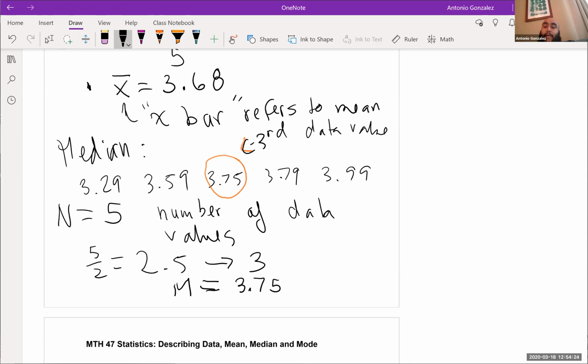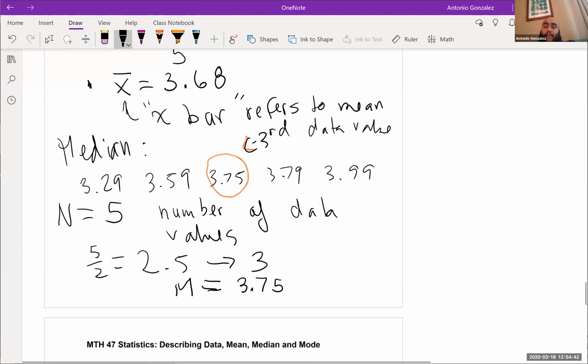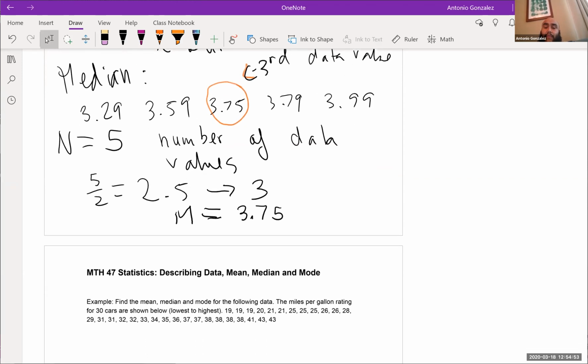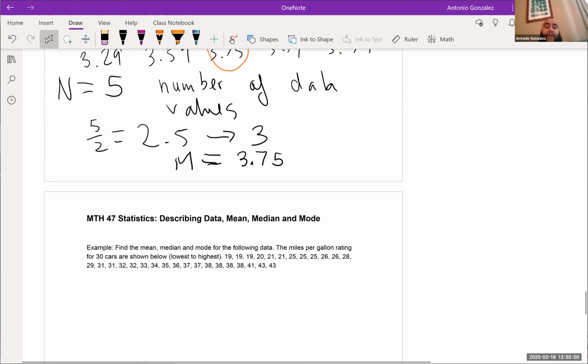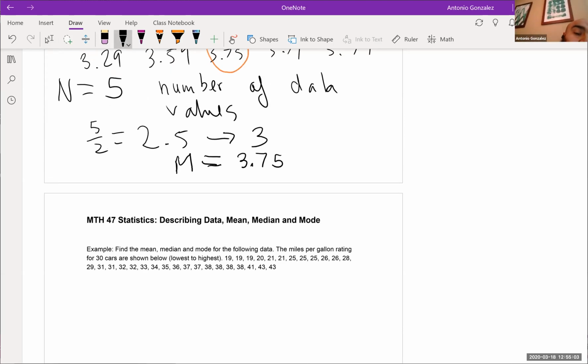Okay. All right. Any questions so far on the median? Okay. All right. So if there's no questions, I'm going to move on. Yes, capital M, this notation here, that is the median, and the n here is the number of data values.